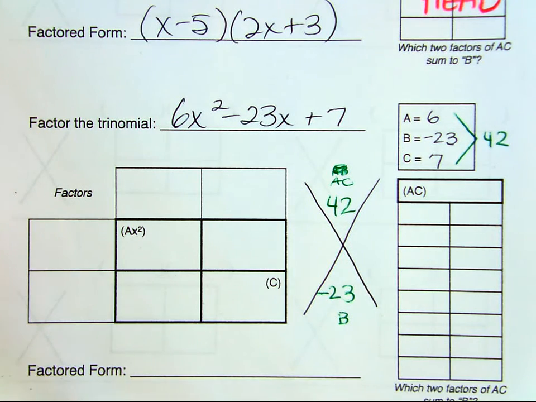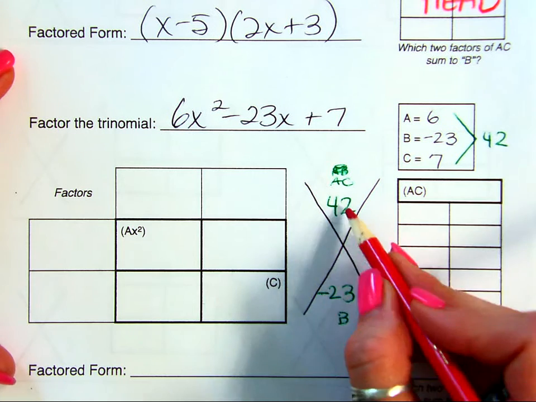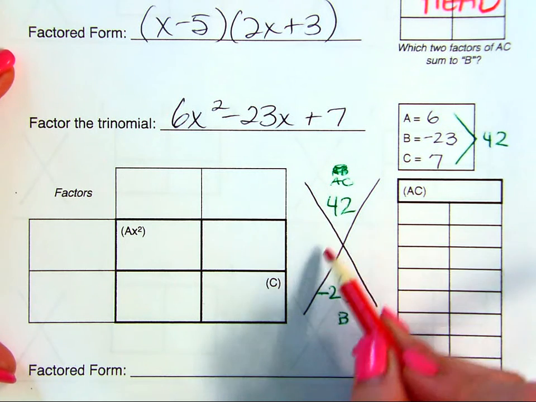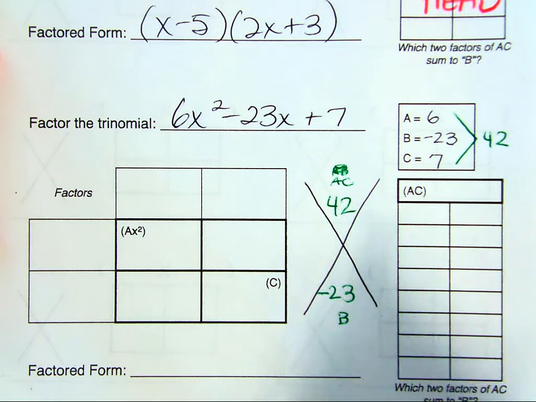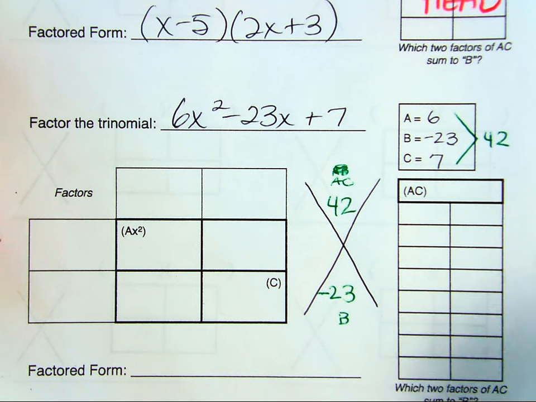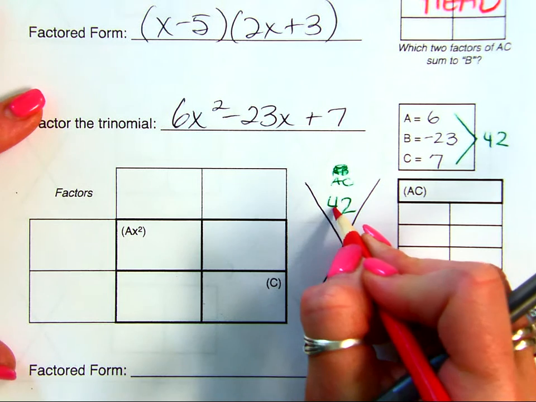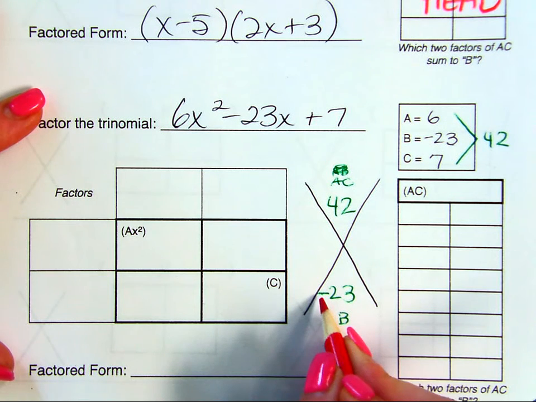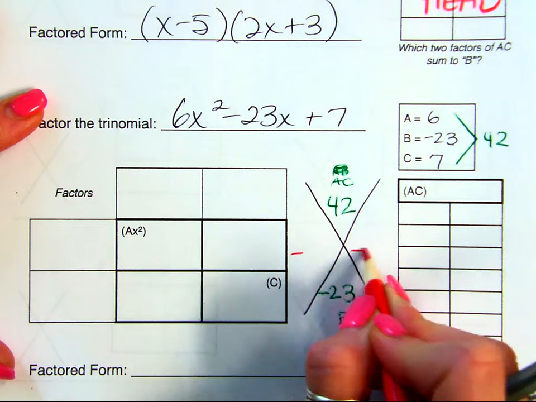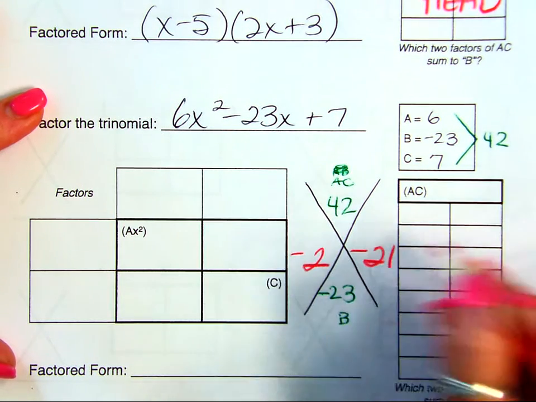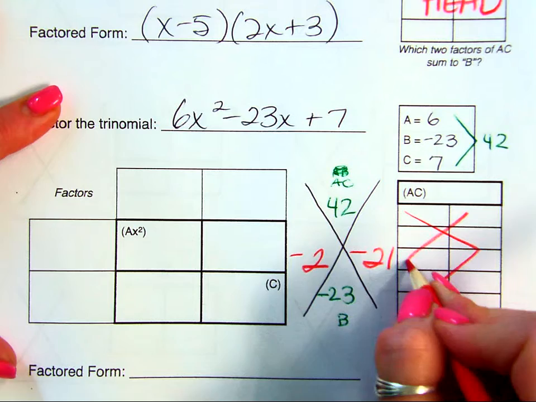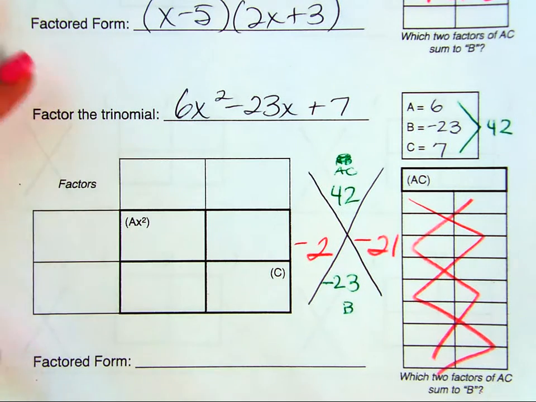So now I'm looking for the two numbers that when I multiply them I get 42, but when I add them I get 23. It's not your traditional 6 and 7. Cut 42 in half, and what do you get? 2 and 21, right? Because that's positive, but my sum is negative, right? Doesn't matter which one goes where. I just kind of used this box, and I just did that in my head, so you don't need that box.